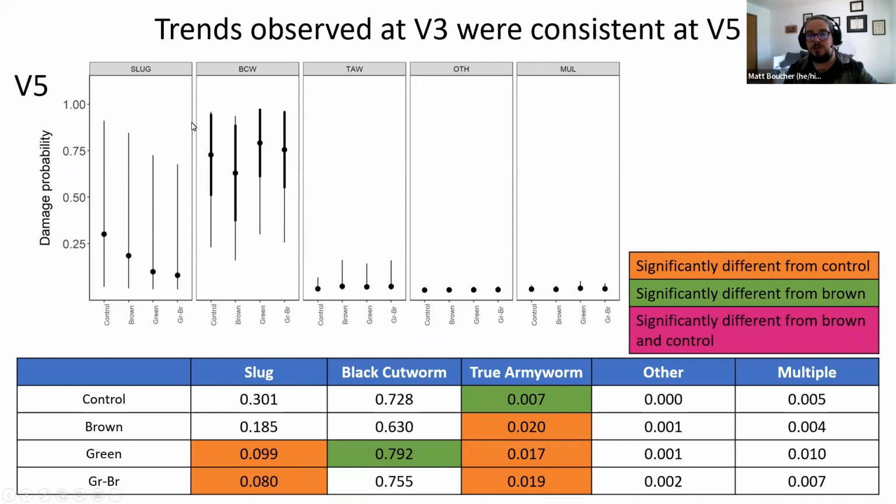Black cutworm continued to be our highest damage incidence pest. So that's interesting, that seemed to be across the board. Everyone's major problem was black cutworm, which is considered a sporadic pest, and true armyworm is considered very sporadic in general, at least in PA. So these data are kind of consistent within Pennsylvania and elsewhere.